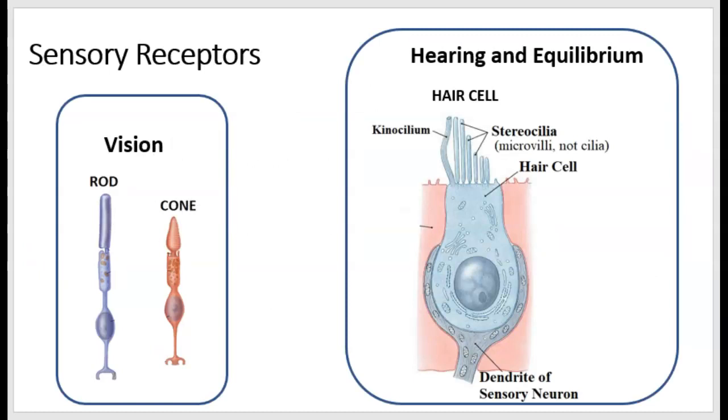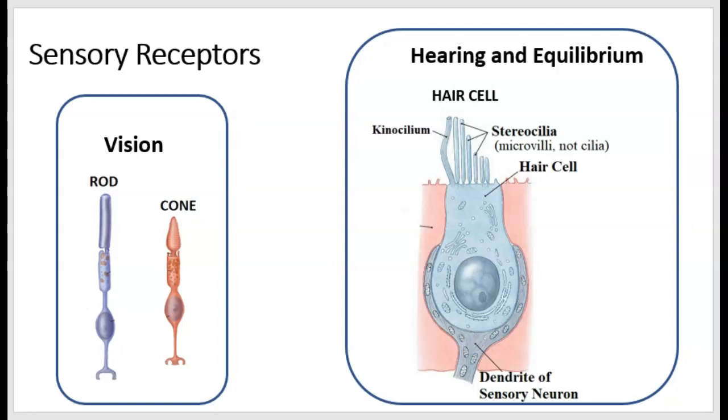So to begin, let's contrast the ear with what we've already learned in the eye. Like the eye, the ear is a special sensory organ. So in the eye, the cells that act as sensory receptors are called photoreceptors, specifically rods and cones. These photoreceptors are stimulated by light waves. In the ear, the cells that act as sensory receptors for sound and equilibrium are called hair cells.